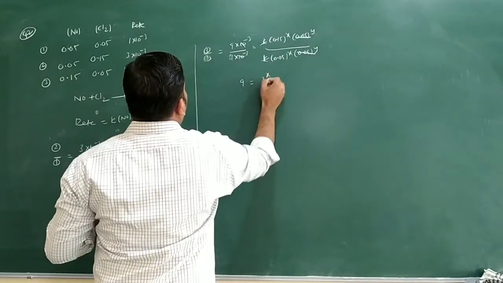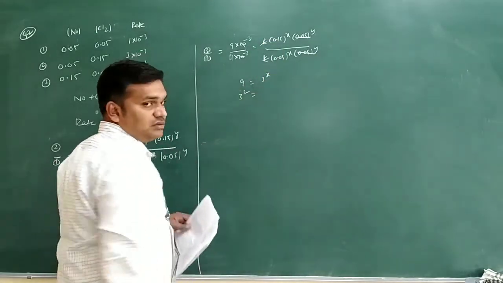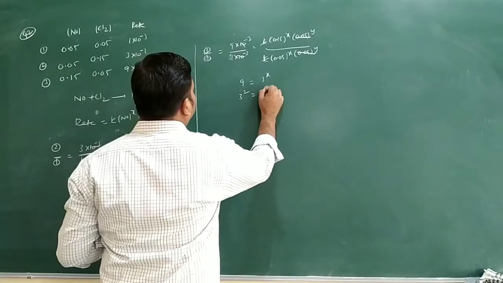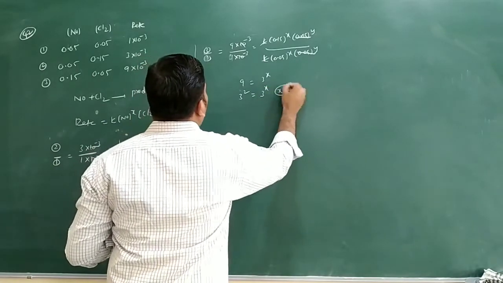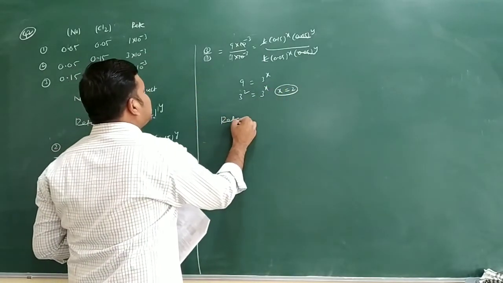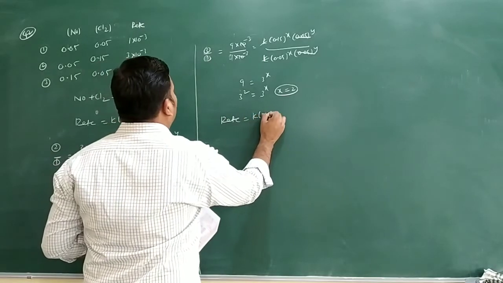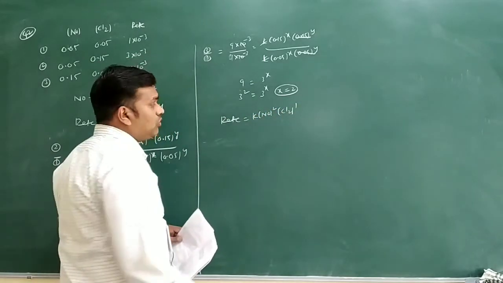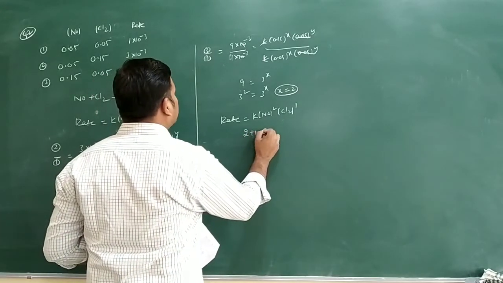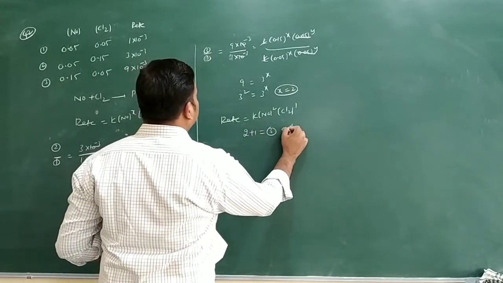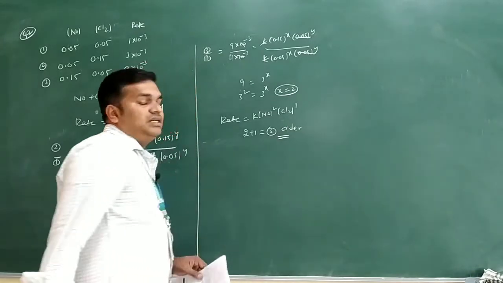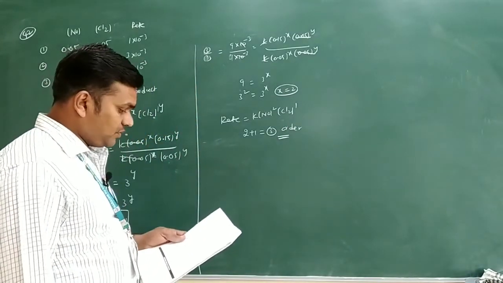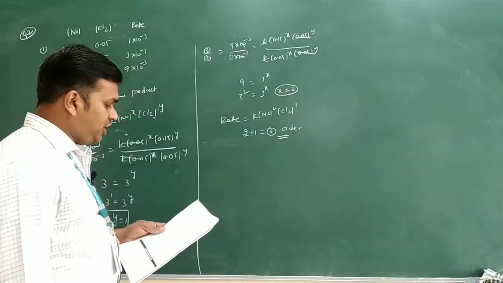3 whole power x. Can I write here 9 as 3 square? So 3 square is equal to 3 power x. X equals what? 2. So rate is equal to k into concentration of NO whole square into concentration of Cl2 whole power 1. So we will write here 2 plus 1, that is equal to what? 3. So what order reaction is this? It is a third order reaction. So you will take option 3 for this question.